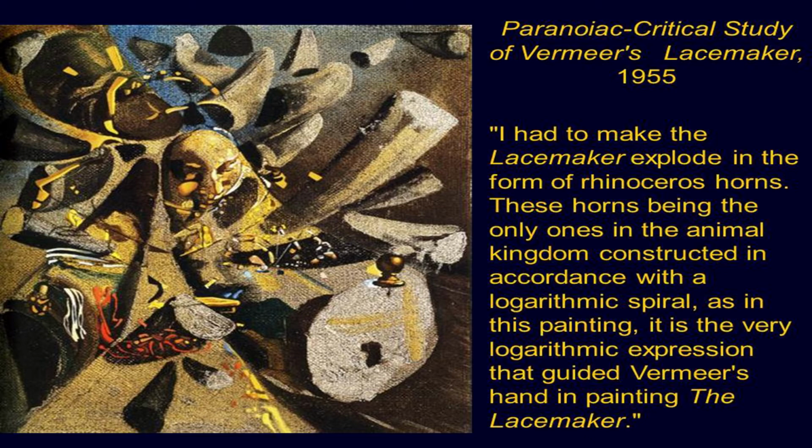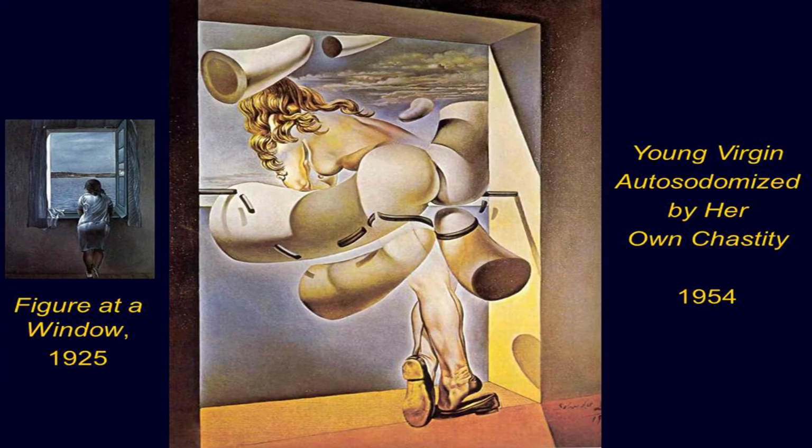So Dali also had a very great ability to take concepts that he was interested in that moment and apply them to anything he was interested in. So suddenly Vermeer is all about logarithmic spirals. There are other things about logarithmic spirals. This is a painting that's pretty well known amongst aficionados of erotica. This is a work that wound up in the Hugh Hefner collection, painted almost at the same period of time. Young virgin auto-sodomized by her own chastity. And here we have rhino horns, perhaps in a more not appropriate, but perhaps less exotic setting.